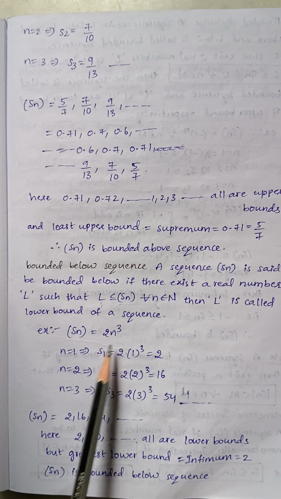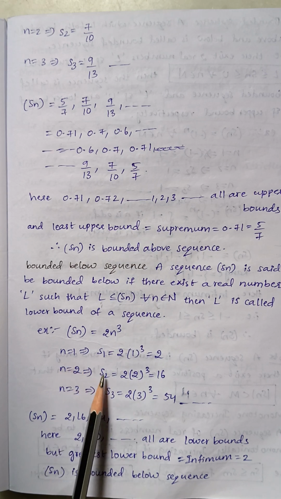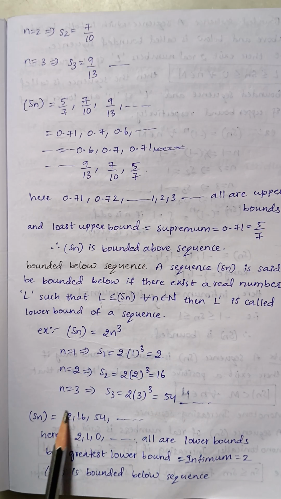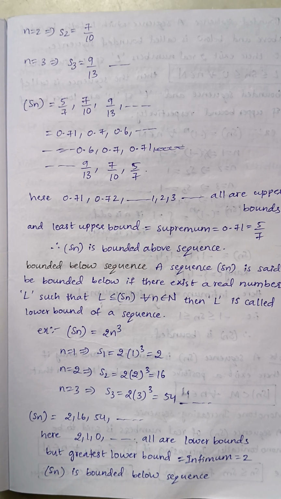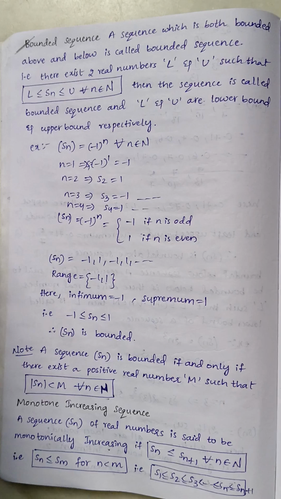See this example. Suppose you are taking the sequence elements as 2, 16, 54. Out of all these, this is the least value. That's why this is the lower bound. Any sequence which has a lower bound is a bounded below sequence. Like this we can consider.